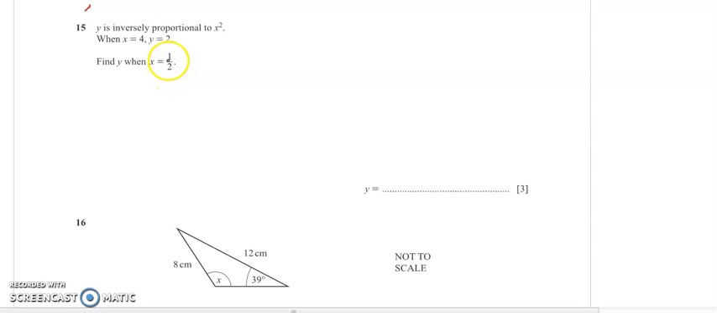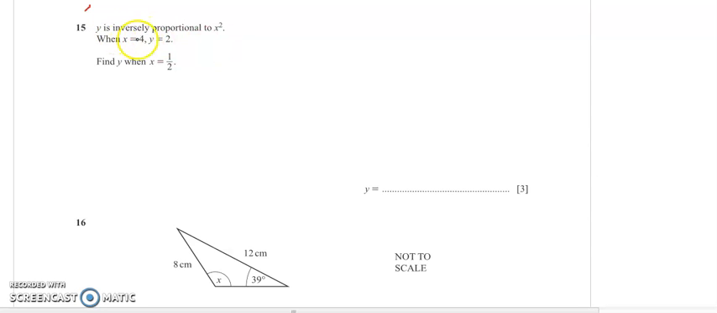In this video, we are going to solve the second half of the past paper 2019 paper 21 for IGCSE 0580. So let's begin with question number 15. Y is inversely proportional to x square and the value of x and y is given. We have to find the value of y for x is equal to 1/2.